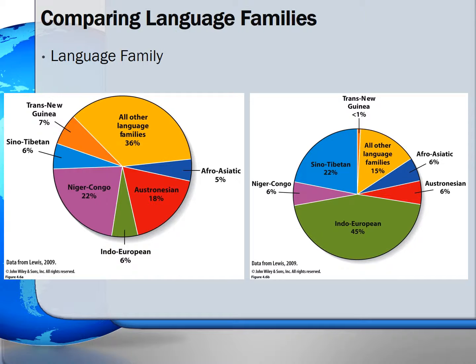These pie charts show the language family percentage in 2 ways. The pie chart on the left shows the number of languages each family contains. However, the pie chart on the right paints a very different picture when you look at the percentage of people who speak the languages of the different language families. For example, only 6% of the people speak the 22% of Niger-Congo languages, while 45% of the people speak only the 6% of the Indo-European languages.